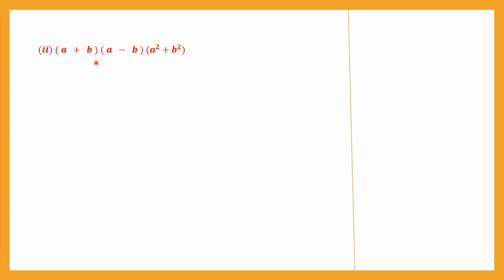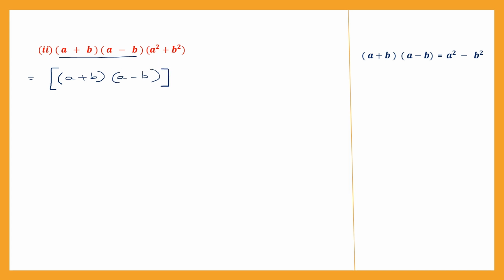Question 2, a plus b into a minus b into a square plus b square. Now let's use this formula, a plus b into a minus b, for this. Okay, because it's the same thing here, a plus b into a minus b, and the answer is a square minus b square. So we are going to work out this first. So let's begin by writing that. So that will be a plus b into a minus b.